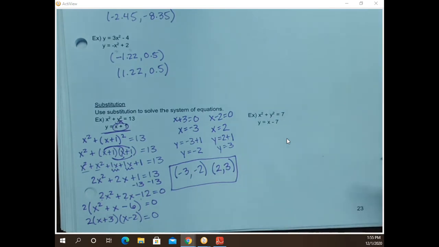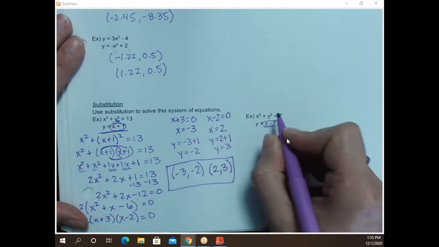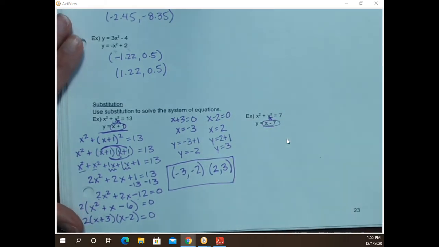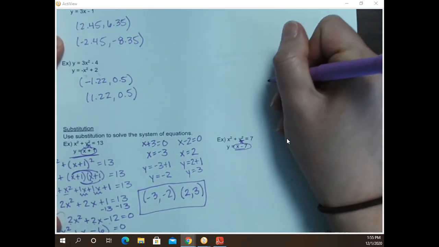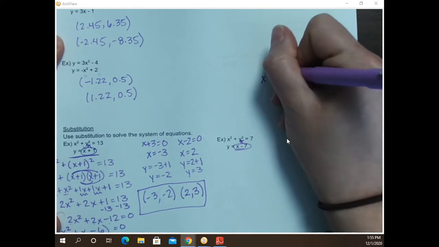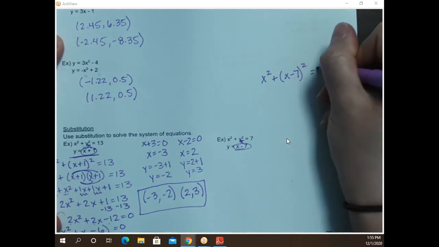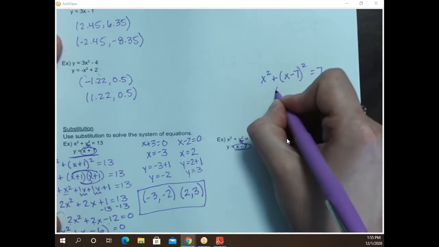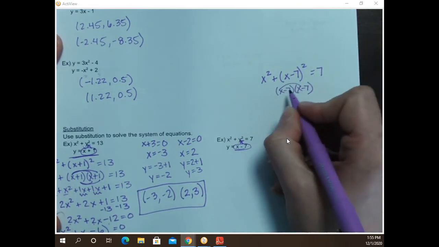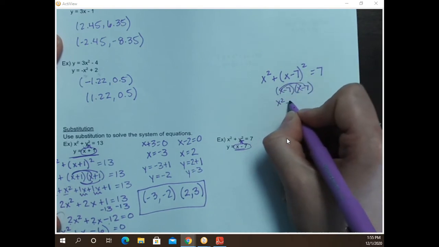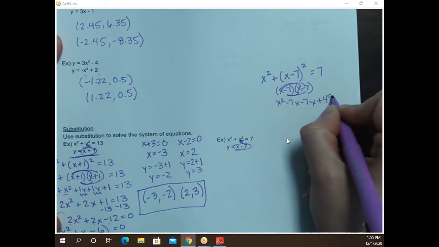Now I'm going to solve this second example the same way. So I have in this second equation y equal to something already. Y is already by itself, so I can go ahead and plug that in for y in my second equation, or my top equation, I should say. And just to give myself a little more room, I'm going to start working up here. So that's x squared plus (x minus 7) squared equals 7. Now I need to square this, so that's (x minus 7) times (x minus 7). When I distribute, I have x squared minus 7x minus 7x plus 49.